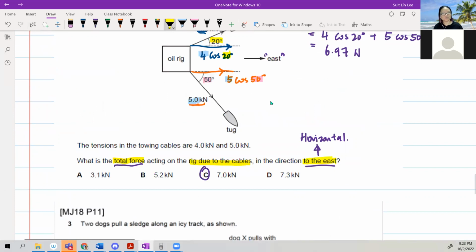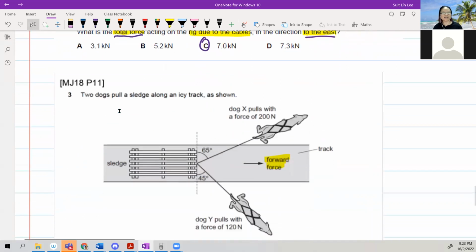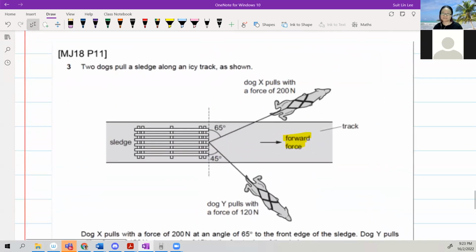This one, they want to the east. Now, east is here, no? Hopefully, you can see the similarities, okay? You just repeat the same thing again. And the whole idea is for you to get that skill set.